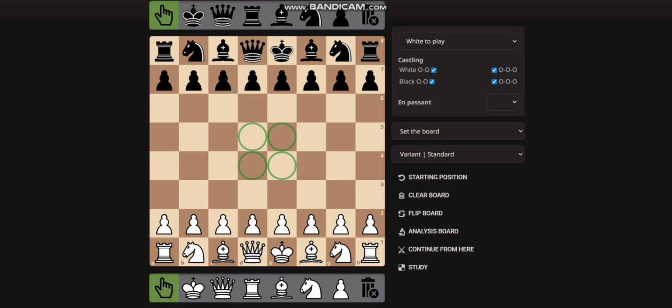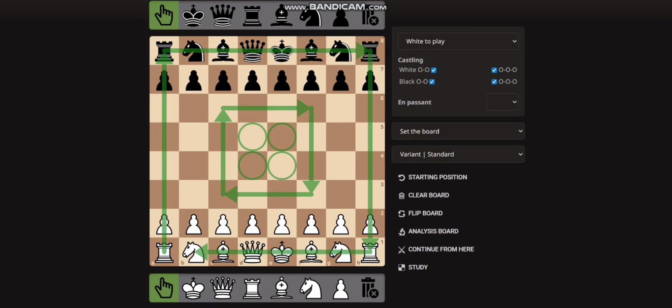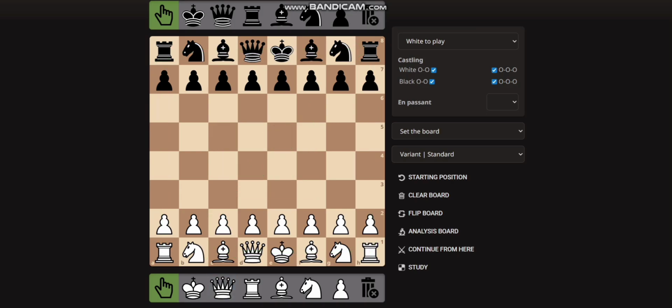And what are sub-centers? Sub-centers are known as the squares connected to the center, like these. These are the sub-centers. And then the corner is called corners.